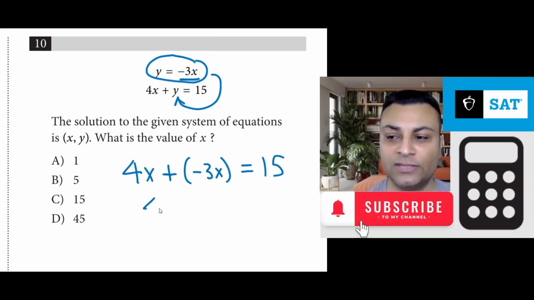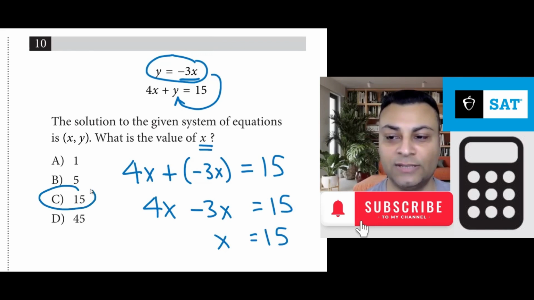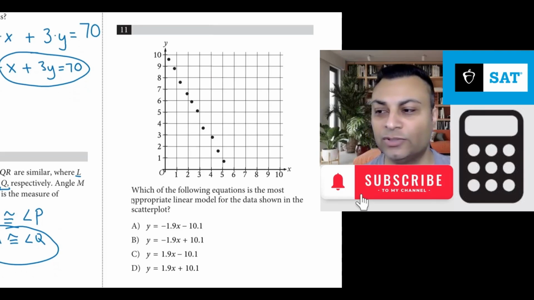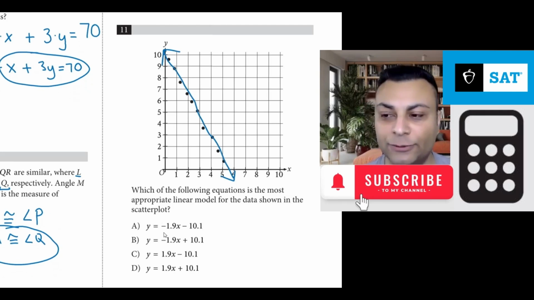4x plus negative 3x is the same as 4x minus 3x equals 15. And 4x minus 3x simplifies to x equals 15. And since they're asking for x, we have an answer. It's option C. Question 11 has a scatter plot. Which of the following equations is the most appropriate linear model for the data shown in the scatter plot? So a linear model would be a line of best fit, roughly this kind of line, roughly speaking. But we do have 4 options.